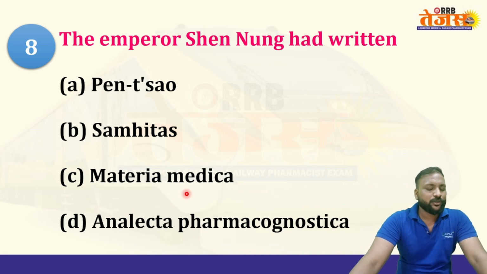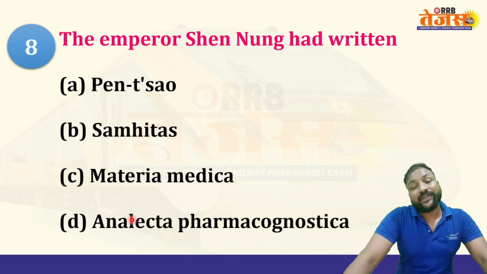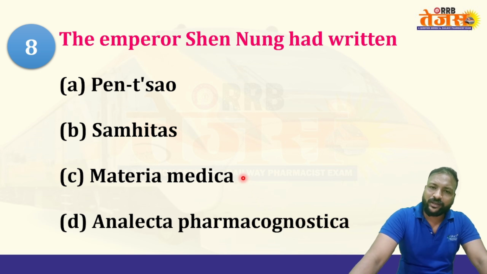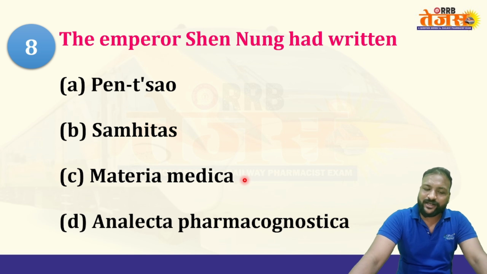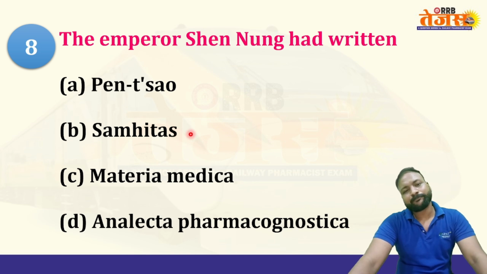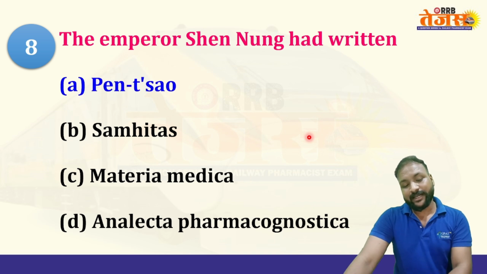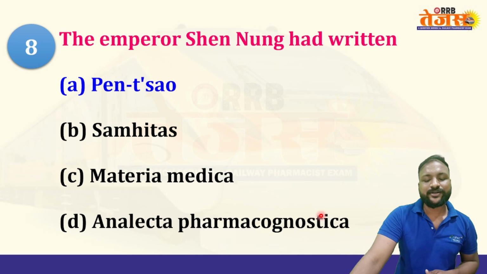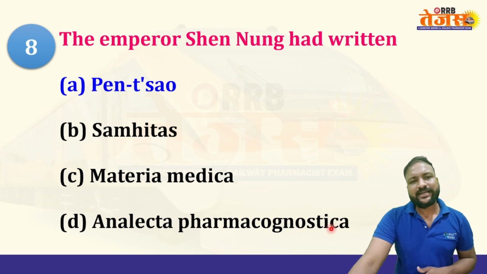In such questions, we need to apply the elimination method, because you already know that Analecta Pharmacognostica is a research work for C.S. Seidler, and Materia Medica is related to Dioscorides, but Samhita is related to Ayurveda. So what will be the right answer? Undoubtedly Pentisavo, because the others are not related to the Chinese system of medicine.